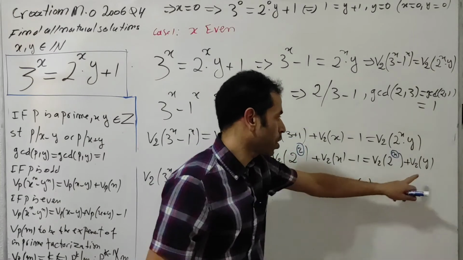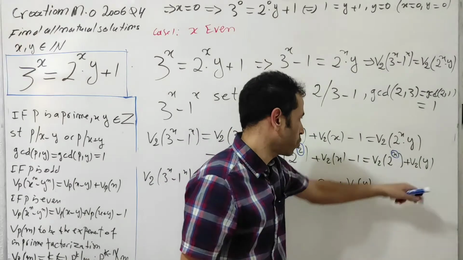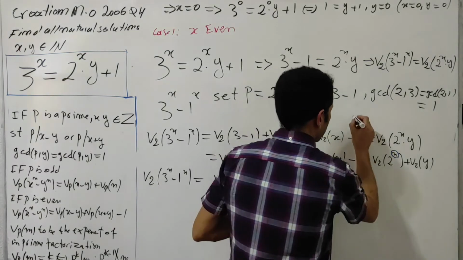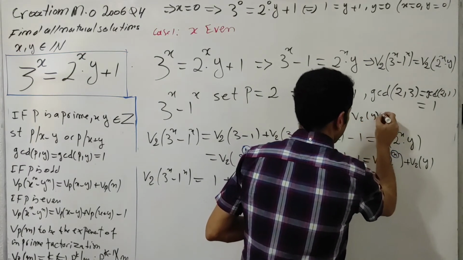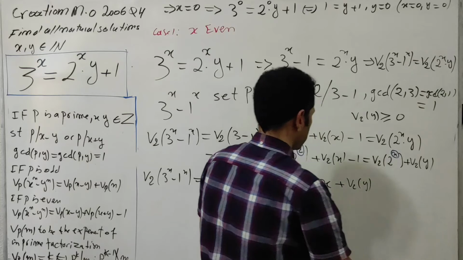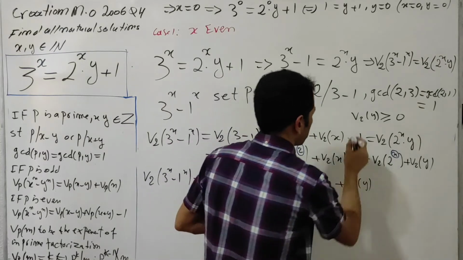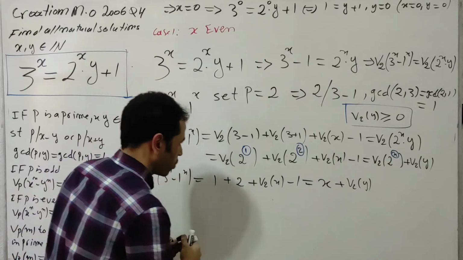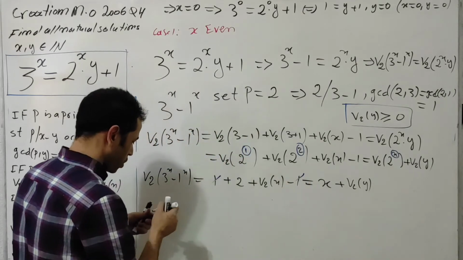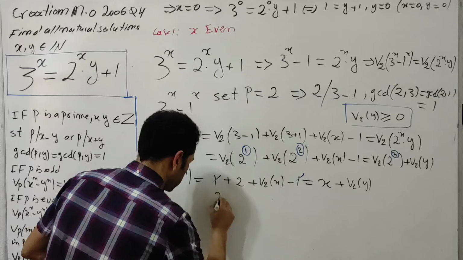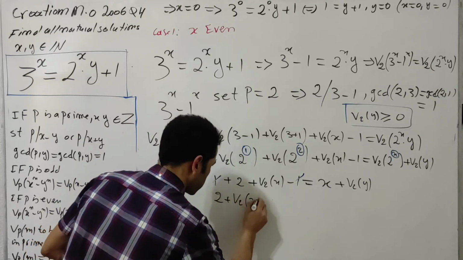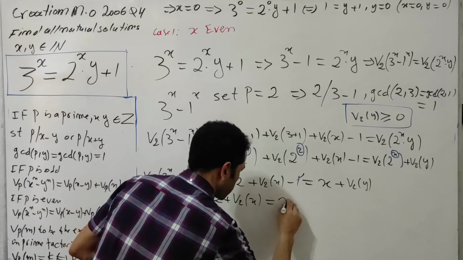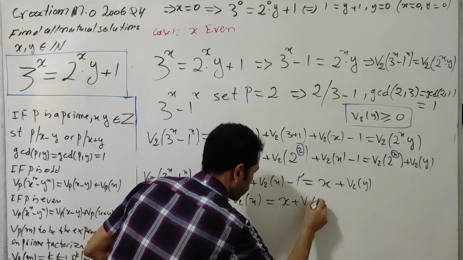But we don't know the value of this one. What we know about this one is only that v2 of y is a positive number, superior or equal to 0. That's what we know about it. Okay? So this number 1 will be cancelled out with minus 1. I will have 2 plus v2 of x equals x plus v2 of y.